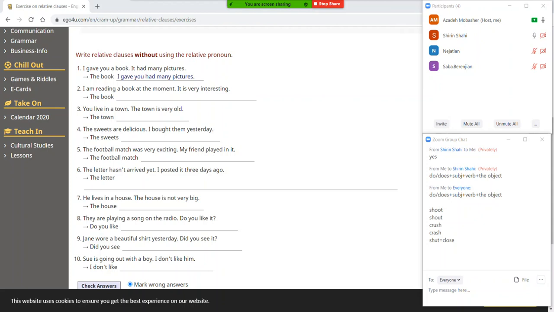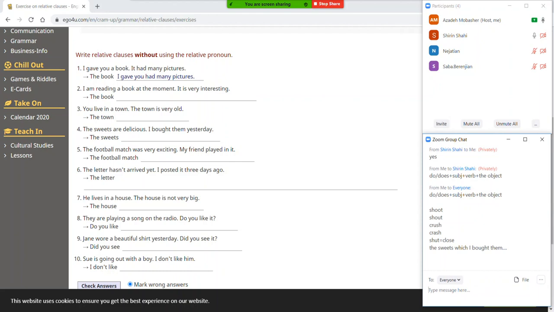Now I want you to say number four with a relative pronoun. Not without it. With a relative pronoun. So say it now. The sweets which I bought them are delicious. Okay, that is your problem. See what I type here? You said the sweets which I bought them. Blah blah.